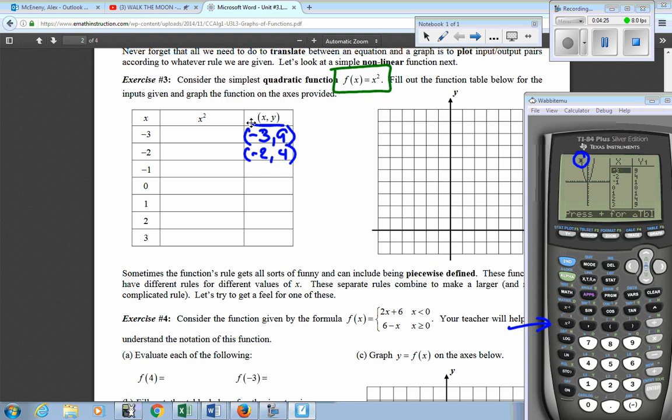So -3, 9 is left 3, up 9, which would be here. -2, 4, left 2, up 4. And then you can kind of keep going from there as you do each one.